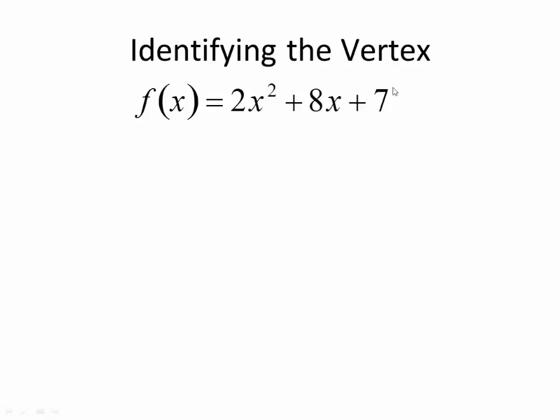So we're going to identify the vertex. So here's a quadratic function. You notice the highest exponent is 2, and we're going to find the vertex. We're going to write this in vertex form. So I wanted to make it look like what we had before, like this, vertex form. So how do we do that?